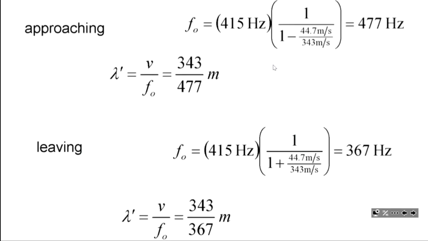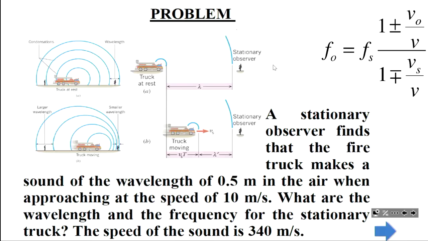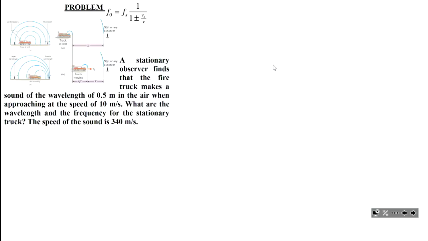The frequency has been calculated. The speed of the sound is 343. Done. Next problem. Stationary observer. Okay, so I'm going to read and draw the picture simultaneously. A stationary observer finds, well, he's not sleeping, just laying down, that the fire truck makes a sound of a given wavelength in the air when approaching.